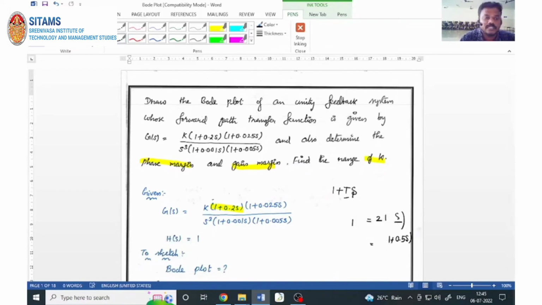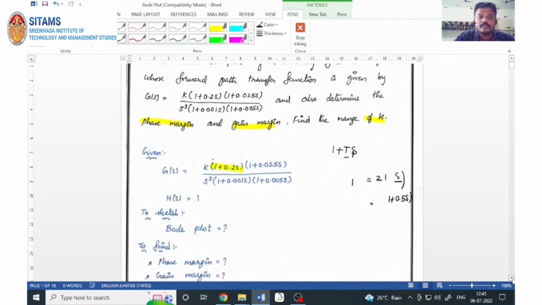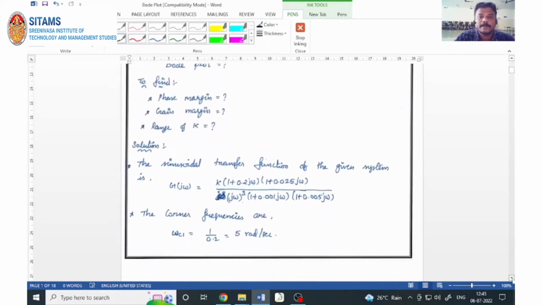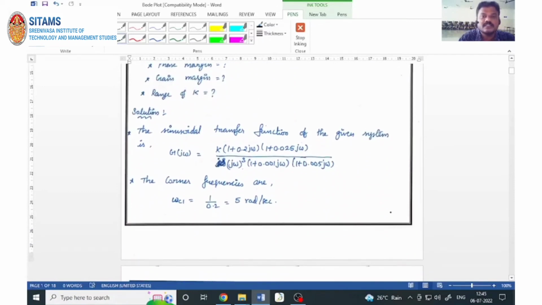Let us see what the next step is. You have to write the given transfer function in sinusoidal form. The sinusoidal form of a transfer function is very simple. In the transfer function, wherever s is given, just put j omega in the place of s. This is what I have done in this step, so G(s) is written as G(j omega).